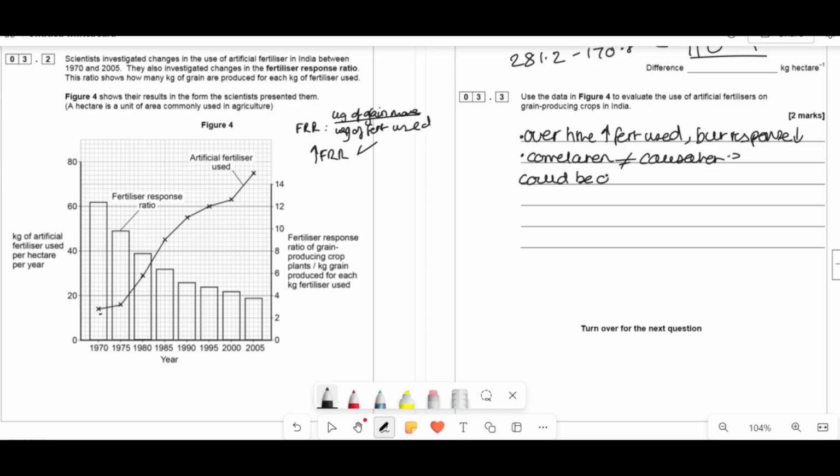So there could be other factors, but some mark schemes allow other factors, others don't. So that's why I say, if you're going to say other factors, follow it up. Such as, for example, soil quality, right? If you've got really rubbish soil quality and you're shoving it with fertilizer, there's no point.